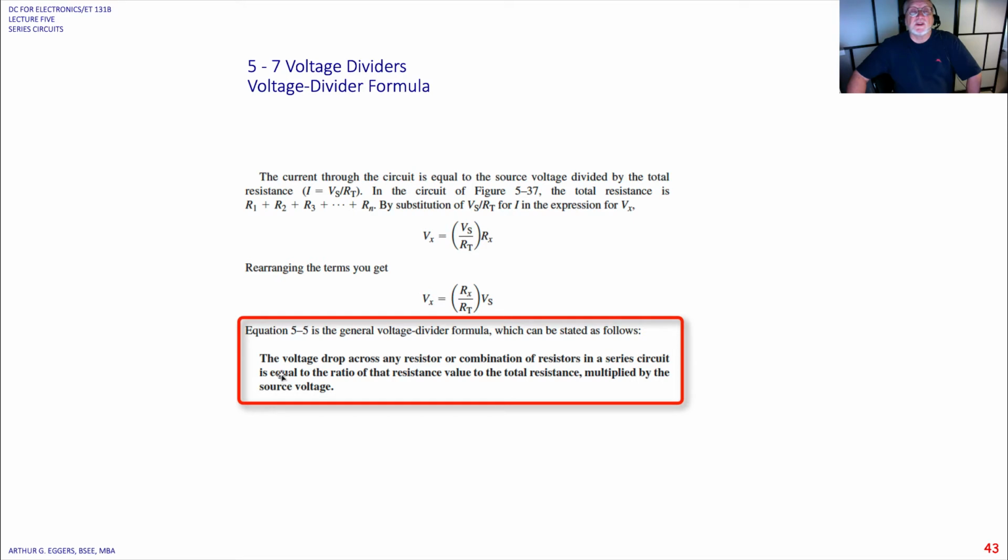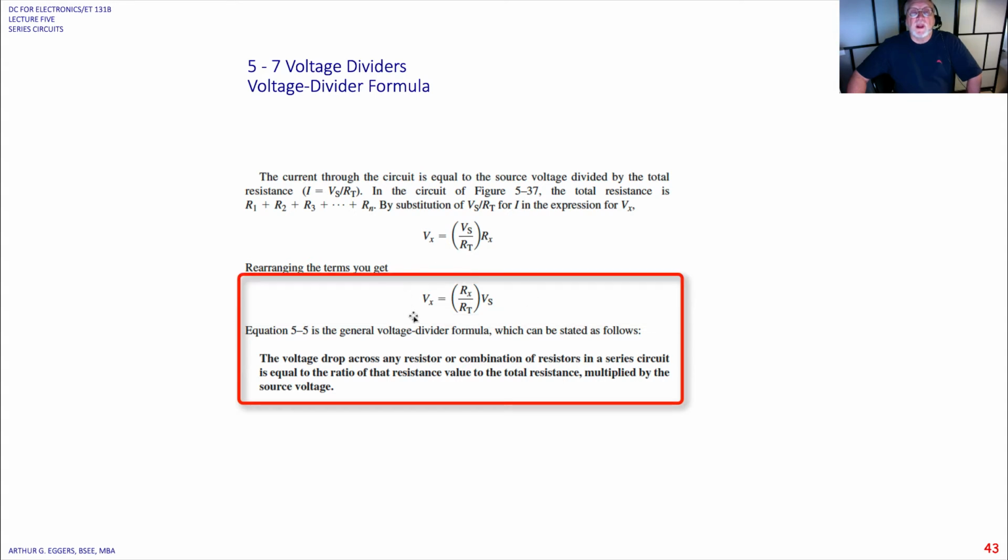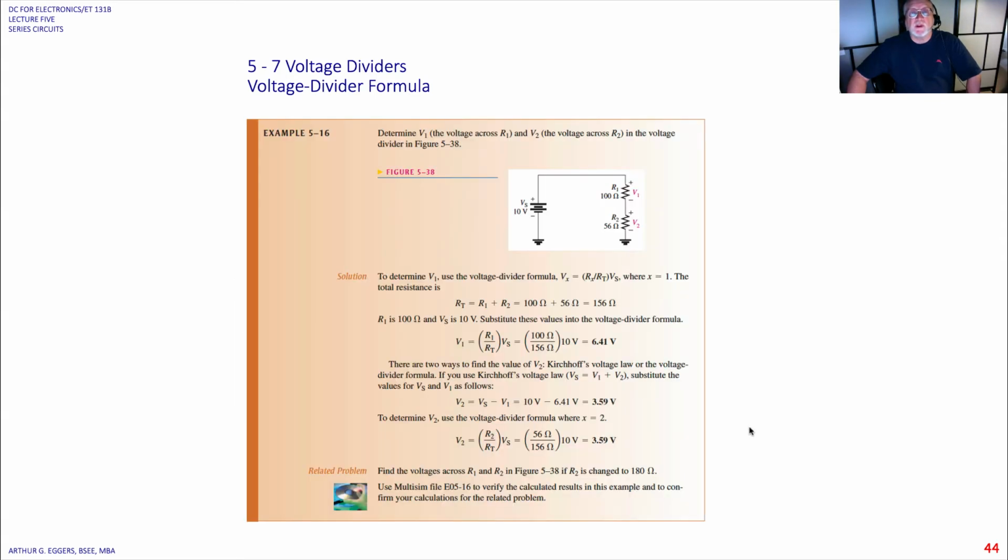It can be restated as: the voltage drop across any resistor or combination of resistors in a series circuit is equal to the ratio of that resistance value to the total resistance multiplied by the source. So in your notebook where you're keeping all of your relationships for handy-dandy reference, your toolbox, you should write this relationship down, and it probably wouldn't hurt to put the definition here on the bottom as well. So let's look at an example.